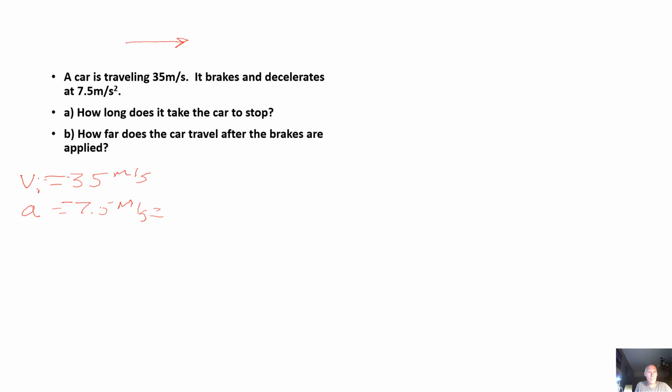Okay? They want to know how long it takes the car to come to a stop. So VF is going to be 0 because you're coming to a stop, your final velocity, and they're looking for time. And that's going to be part A. Part B, they want to know how far does it travel. Okay, a lot of times students make the mistake of trying to solve it all in one step. This is going to be two separate problems.